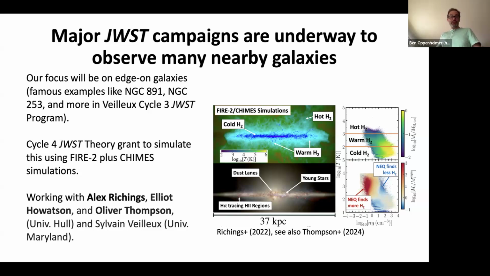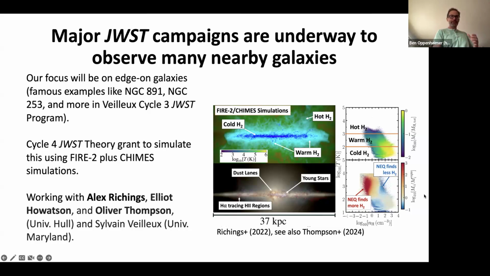But he has a really nice cycle 3 campaign looking at not just M82 and some poster children of edge-on galaxies, NGC 891, NGC 253, but a number of others. It's a pretty big investigation. So they're looking at dust, but they're also looking at molecular lines. And we predicted, or I should say, Alex and Elliot and Oliver predict that the non-equilibrium is a significant effect, especially for the extended H2, above and below the disk, a few kiloparsecs.